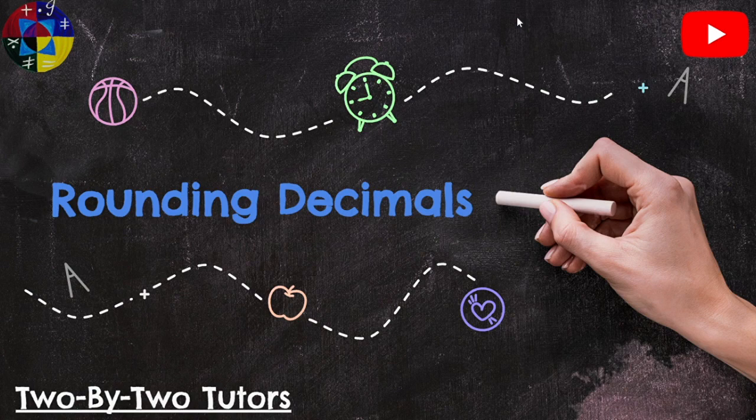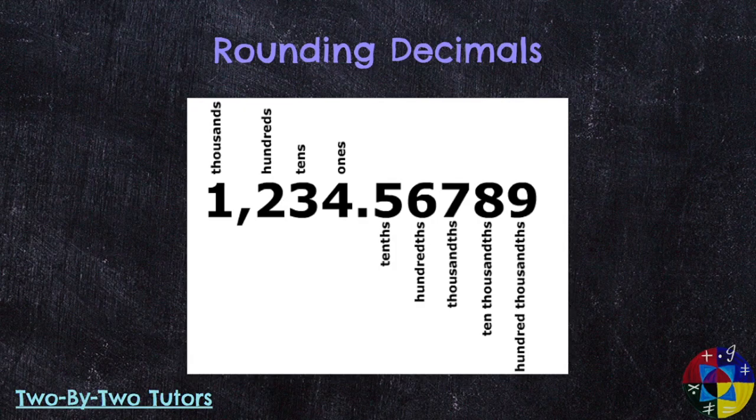Today we are learning about rounding decimals. Here's just a quick reminder on how decimals are named. So the first digit is called the ones, and then tens, hundreds, and thousands. And on the decimal side on the right, it goes tenths, hundredths, thousandths, ten-thousandths, and hundred-thousandths. But today we'll only be looking at tenths and hundredths.